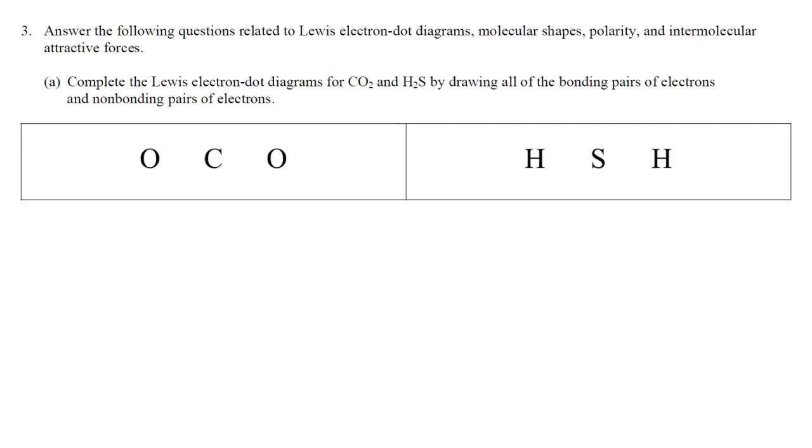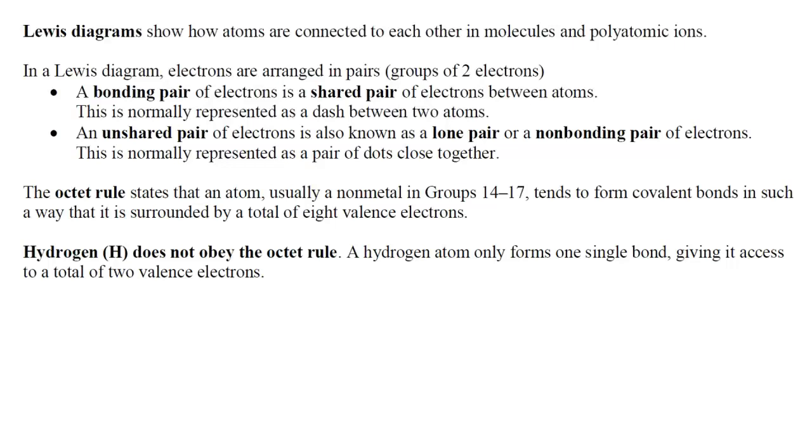Now, before I complete the Lewis electron dot diagram for CO2, I think it would be a good idea to review the general strategy and procedure for creating Lewis diagrams. So Lewis diagrams show how atoms are connected to each other in molecules and polyatomic ions. In a Lewis diagram, electrons are arranged in pairs, so groups of 2 electrons. A bonding pair of electrons is also known as a shared pair of electrons between atoms, and this is normally represented as a dash between 2 atoms.